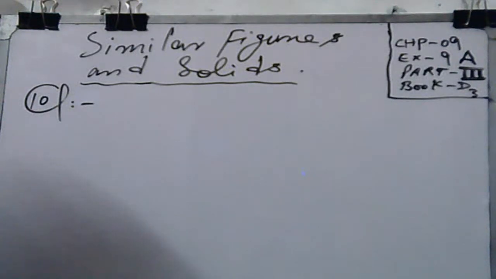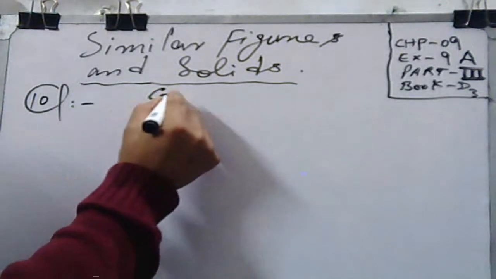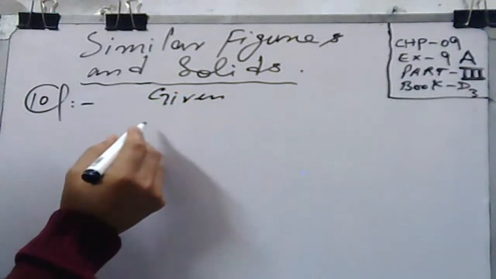In a figure, HG is parallel to QR, GF is parallel to PQ, and QF ratio FR is equal to P ratio Q. Find the ratio of the area of triangle PHG to the area of triangle PQR. We have to find the ratio. So in question number 10, first of all you have to write what is given to you.